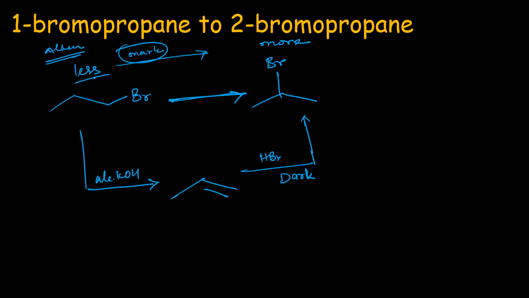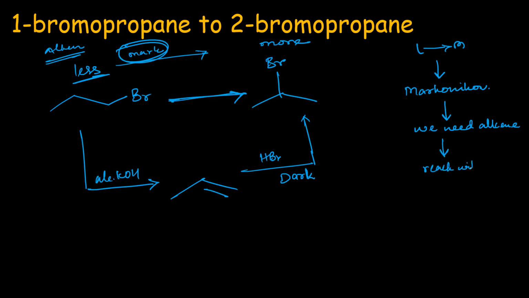Please think of it like this. You identify less to more, and that is why, see, you identified that you are going from less to more. This gave you information about Markovnikov. Then in your head, you should be asking, in Markovnikov addition, what is the starting material? Once you got Markovnikov, you will say we need an alkene, because Markovnikov addition can only happen in an alkene. If you need an alkene, then you have to react with alcoholic KOH. Once you react with alcoholic KOH, you will get the alkene, and when you get the alkene, you will do Markovnikov addition, and then you will be moving less to more.